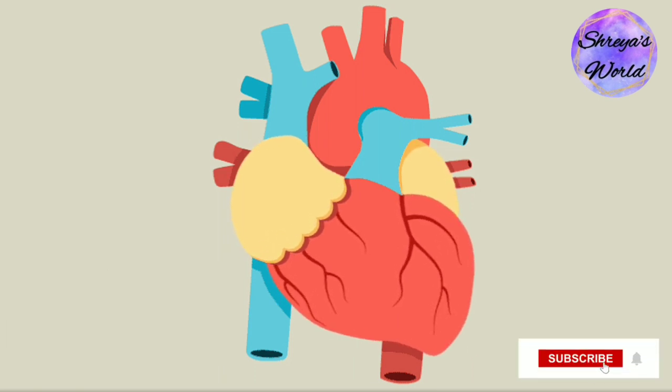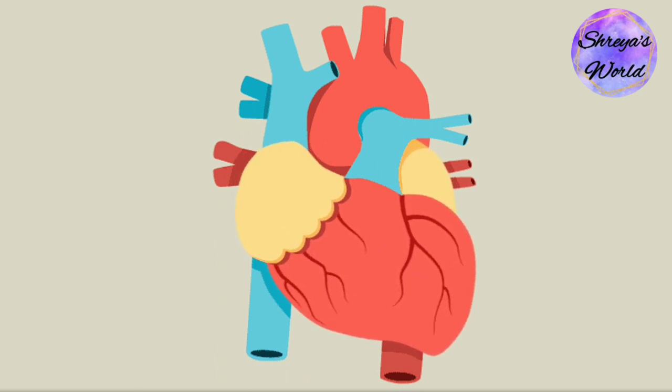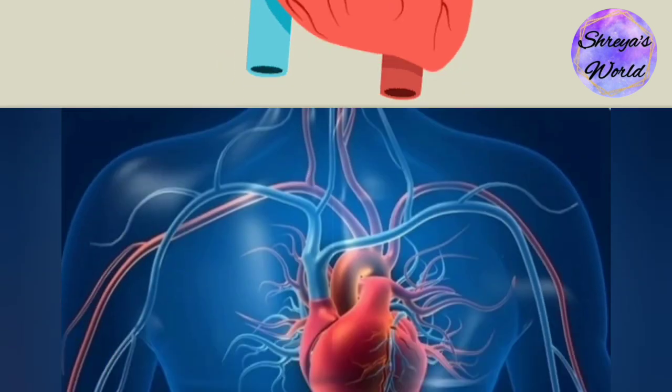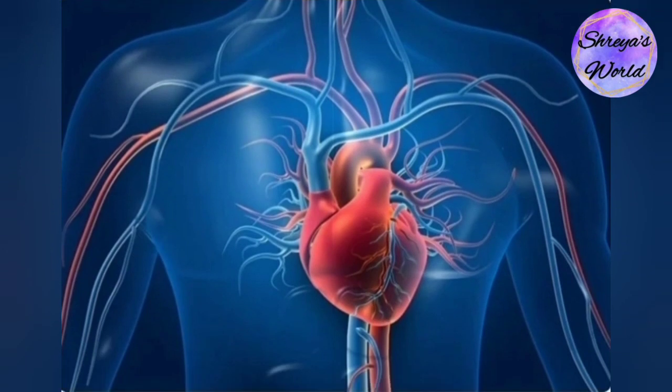Each day the average human heart beats about 1 lakh times, pumping 2000 gallons of blood through the body. Located between the lungs in the middle of the chest, the heart pumps blood through the network of arteries and veins known as the cardiovascular system.